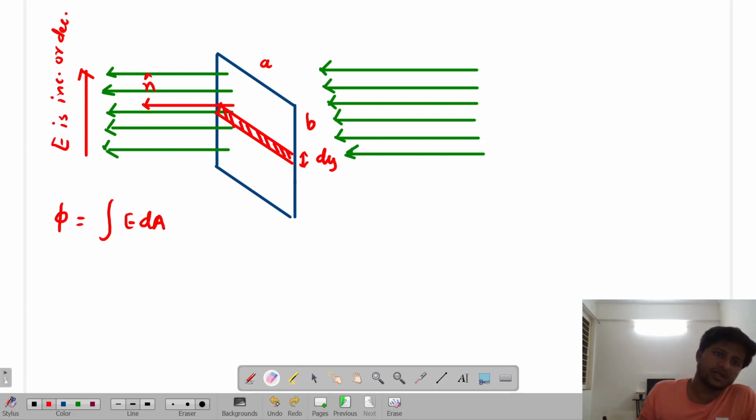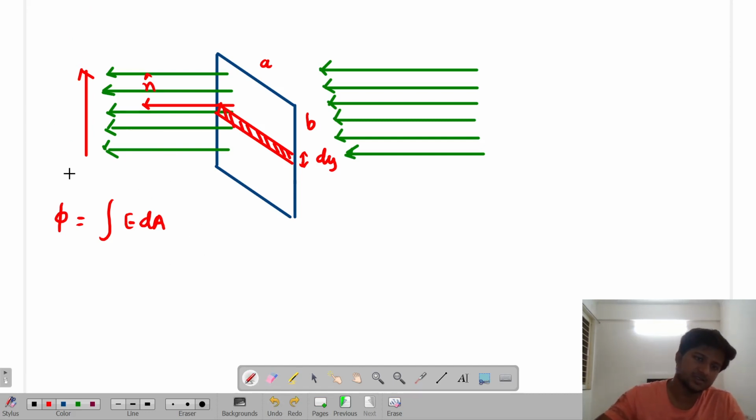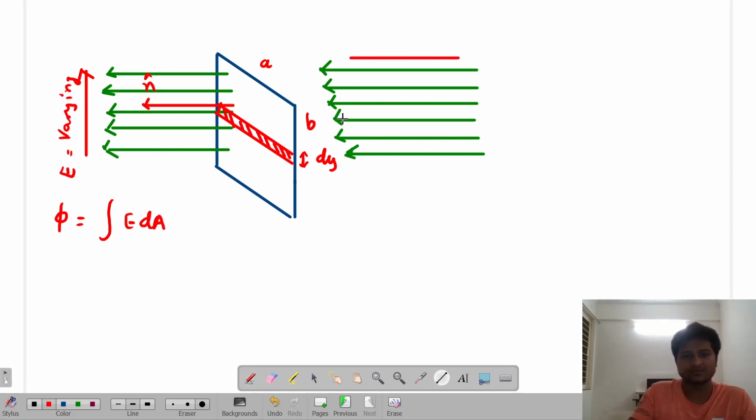Okay, let me write it down. This is the electric field lines E varying upwards or downwards. E can also vary along this direction, that here, let's suppose at this point, for this level, the electric field line is something else. So I'm mentioning 2 points.